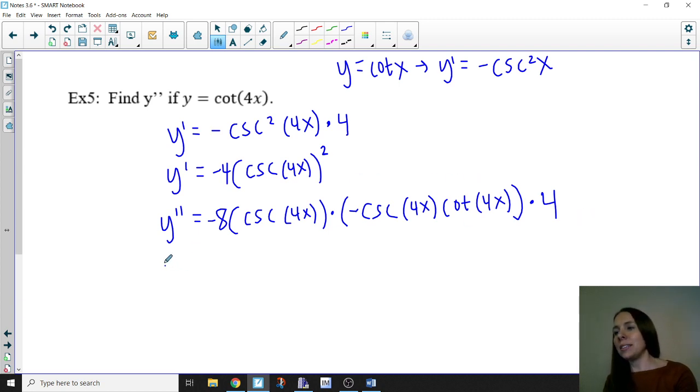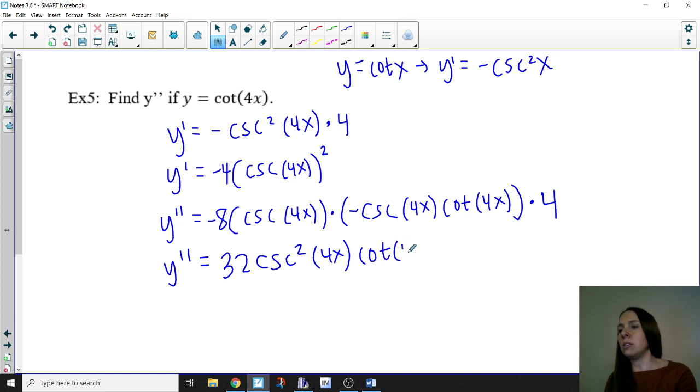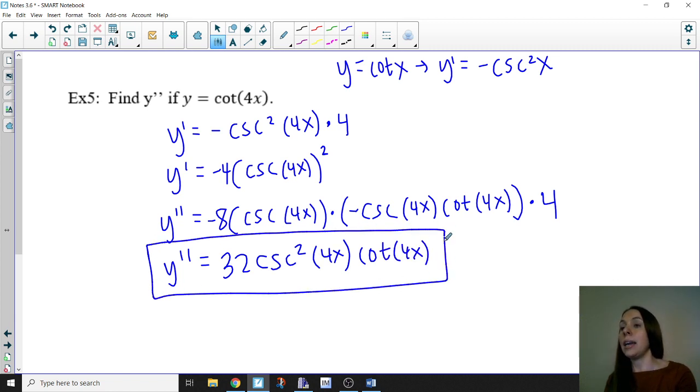Throwing some of that stuff together, you could simplify to 32, because negative 8 times negative 1 times 4 is 32. Cosecant squared of 4x cotangent of 4x. And we did it. I did it. Did you do it? Did you get it?